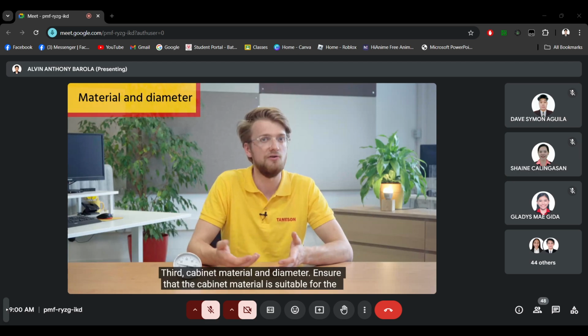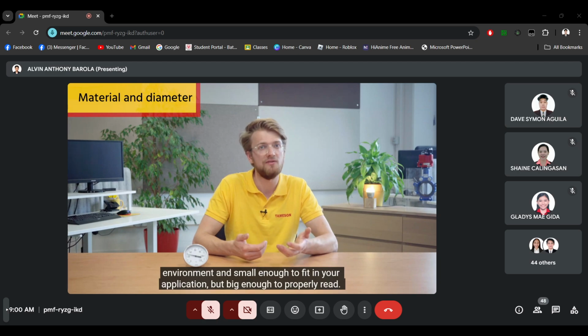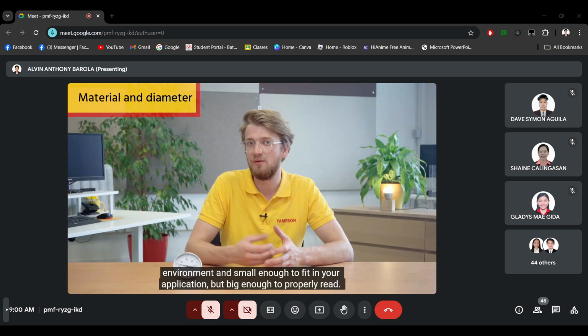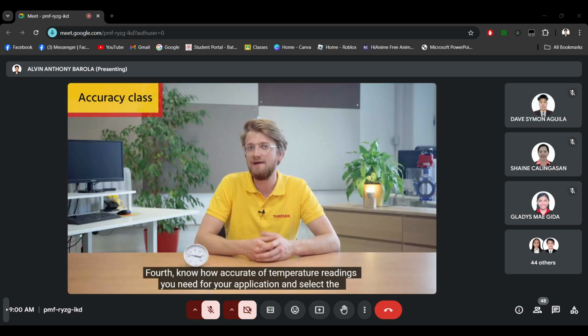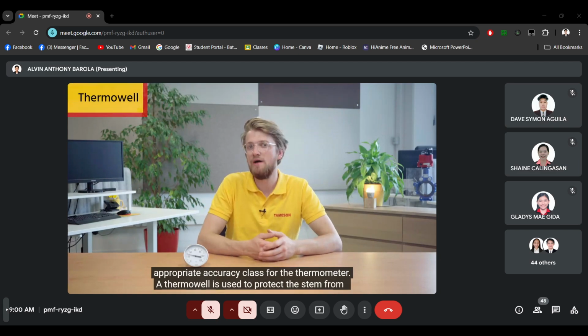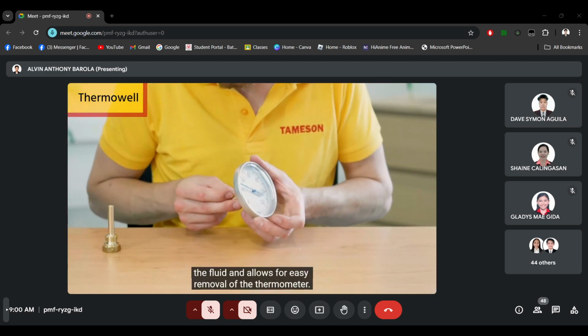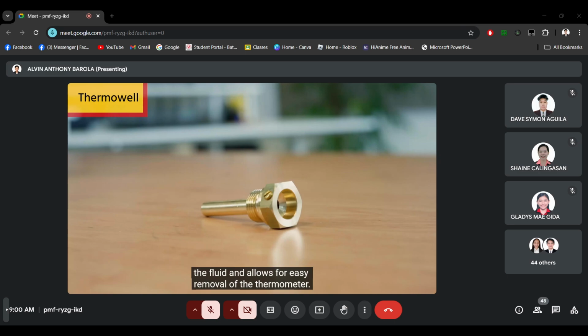Third, cabinet material and diameter. Ensure that the cabinet material is suitable for the environment and small enough to fit inside your application, but big enough to properly read. Fourth, know how accurate of temperature readings you need for your application and select the appropriate accuracy class for your thermometer. A thermal well is used to protect the stem from the fluid and allows for easy removal of the thermometer.